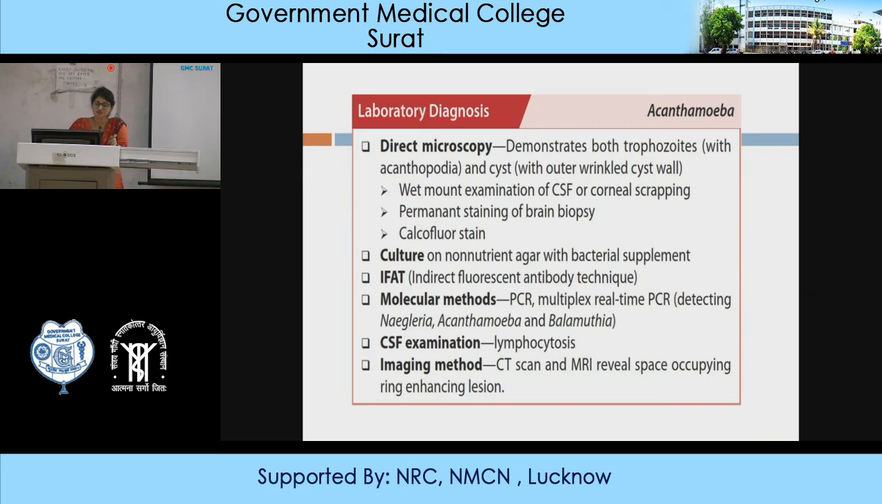Here the culture is not as effective as that of Naegleria fowleri. You can do the indirect fluorescent antibody technique with specific antisera, which will help with species identification in the case of Acanthamoeba. Multiplex PCR is used for detecting free-living amoeba. CSF examination will show lymphocytosis. And in CT and MRI, a space-occupying lesion will be seen.